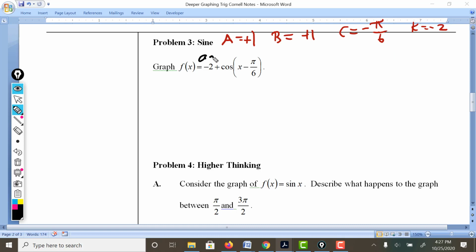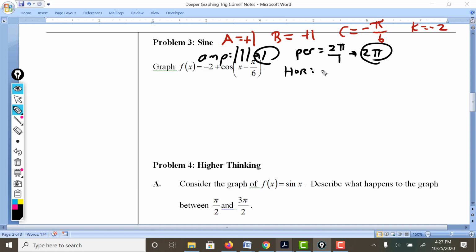Amplitude will be 1. Period will be, well, golly, 2 pi over 1. The horizontal shift will be negative C over B. So that's negative pi over 6 over positive 1. So the horizontal shift is simply pi over 6. Remember, this is your first point.